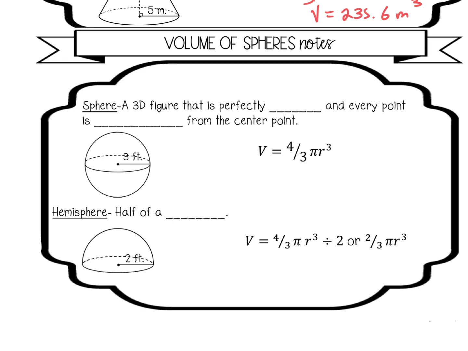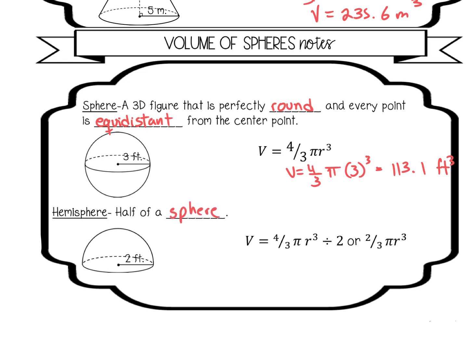So the volume of a sphere. A sphere is a 3D figure that is perfectly round, and every point is equidistant from the center point. Now the volume is 4/3 pi r cubed. So it would be 4/3 pi 3 cubed. So our volume is going to be 113.1 feet cubed. And then a hemisphere is half of a sphere.